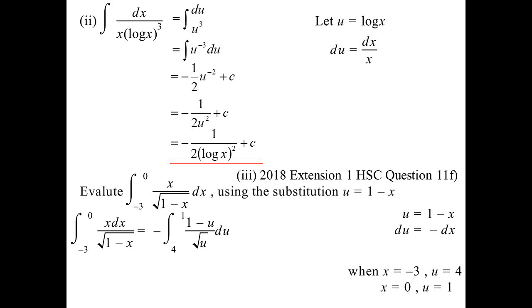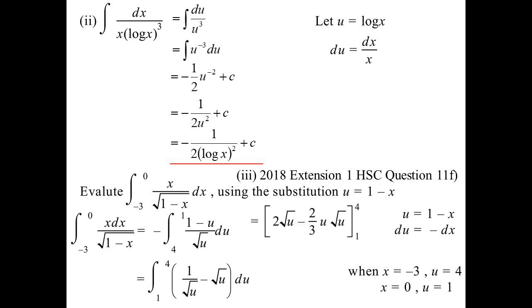So we've got (1 minus u) on root u du. I guess the advantage of doing that is now I can split that fraction up into 2 bits. When I had 2 terms on the bottom, I couldn't do that, but now I've got a single term on the bottom, I can split it up into 2 fractions. Notice I've also got rid of the negative there by swapping the limits. So now I'm going from 1 to 4.